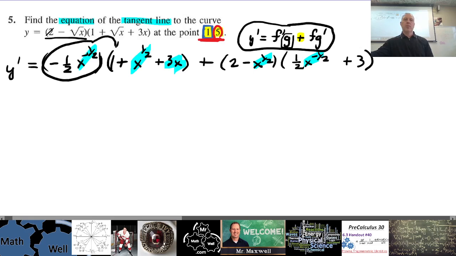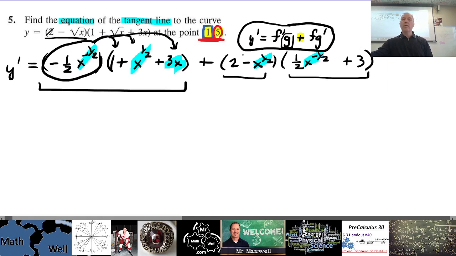That's going to multiply by 1, it's going to multiply by x to the 1/2, and it's going to multiply by 3x. So that's going to be what this first grouping is. And then this one is a binomial times a binomial, so we'll have to do the FOIL method. We'll have to times this, times this, times this, and this. So let's do one thing at a time here.